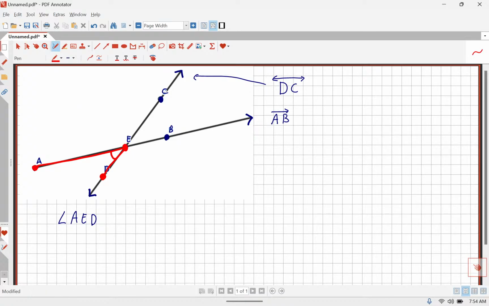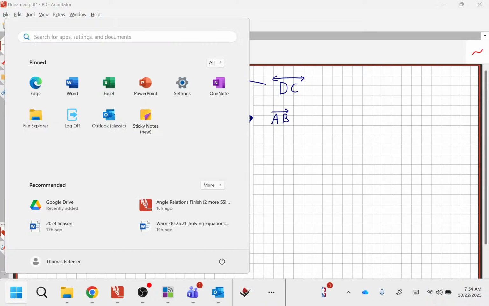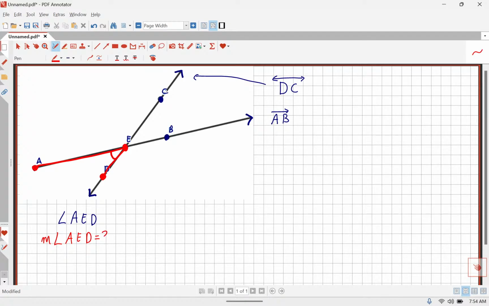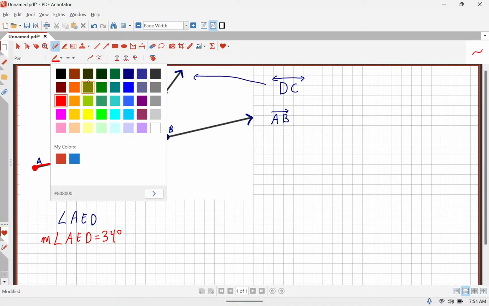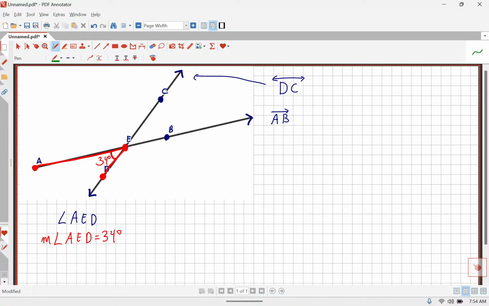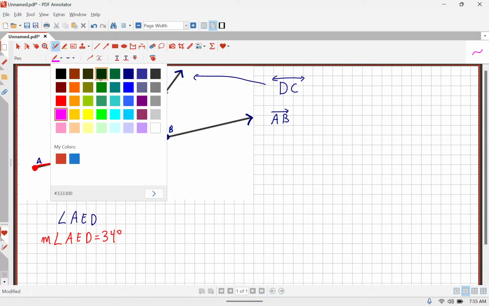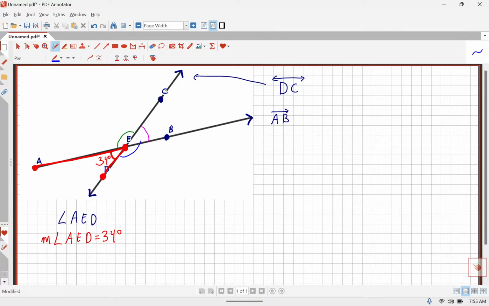The other thing I mentioned on the warm-up was that the measure of angle AED was equal to, did I say 38 degrees or was it 34? Was it 34? Equals 34 degrees. That is, this opening is 34 degrees wide. That's what I'm trying to say. Now, the whole point of talking about angles last year was that if you knew that the measure of angle AED was equal to 34 degrees, you could find the measure of angle AEC, angle BEC, and angle DEB.